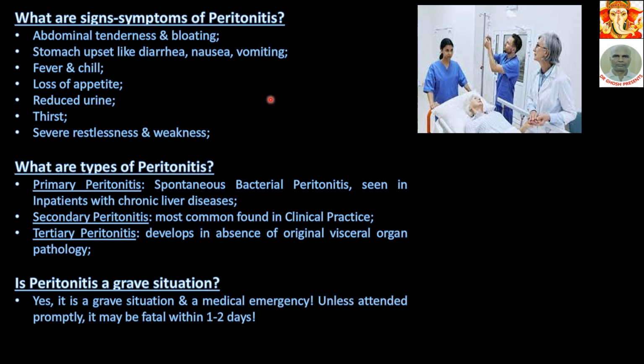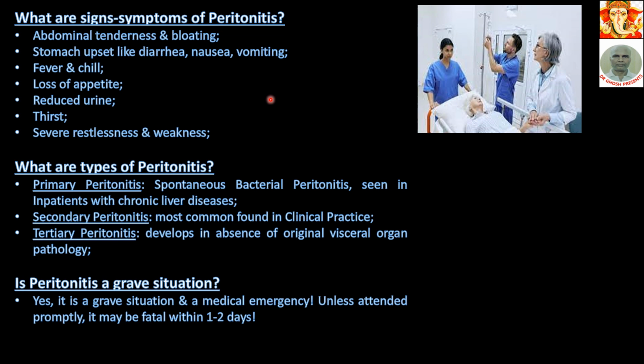Primary peritonitis, spontaneous bacterial peritonitis, is seen in patients with chronic liver disease. That is, the patients who are admitted in hospital with chronic liver disease, when they are affected with peritonitis, it is called primary peritonitis.